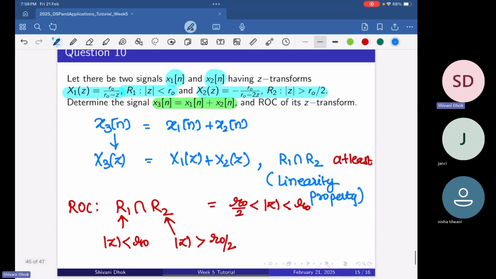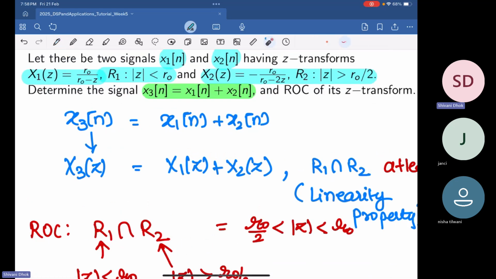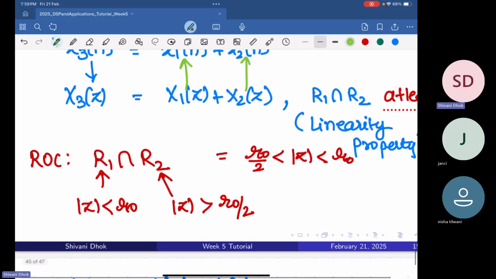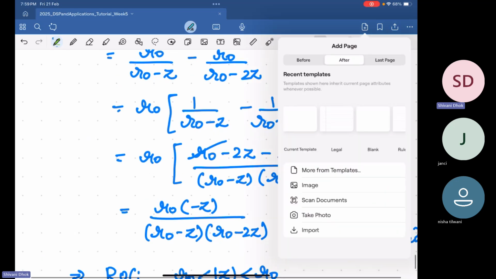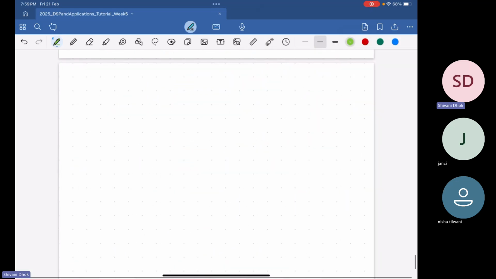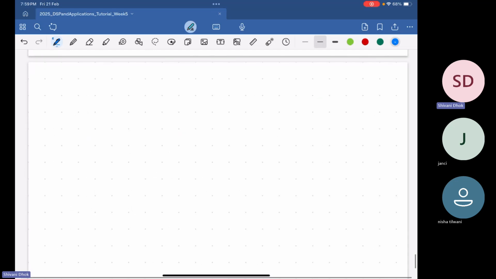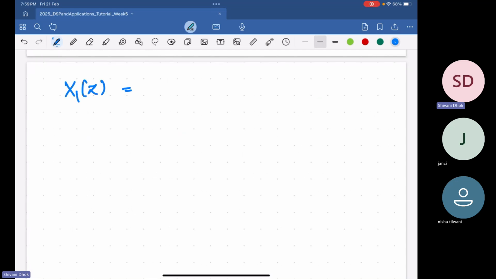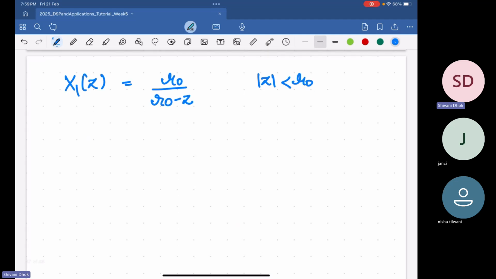Okay, so this is what we are having. So now this is true, and for this we can have a signal x3(n), which is equal to x1(n) and x2(n), where x1(n) is simply the inverse z of X1(z), and x2(n) is simply the inverse z of X2(z). So let us figure out X1(z) and X2(z) individually, one by one. For that, what we have is X1(z) as R0 upon R0 minus z, and magnitude of z is less than R0. Now let us try to bring this into our known form. We'll multiply and divide by minus z inverse.